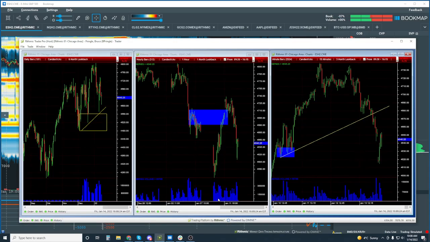Let's take a look. This is the daily chart over here on the left. This is the hourly in the middle, and then we have the 15 minute on the right hand side. So here's what we saw and what we were looking for. I kept these boxes on here, these drawings. We were looking for buyers around this area. We found them. We had a nice move to the upside.